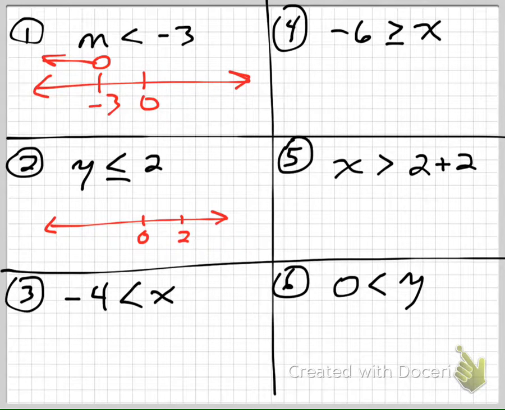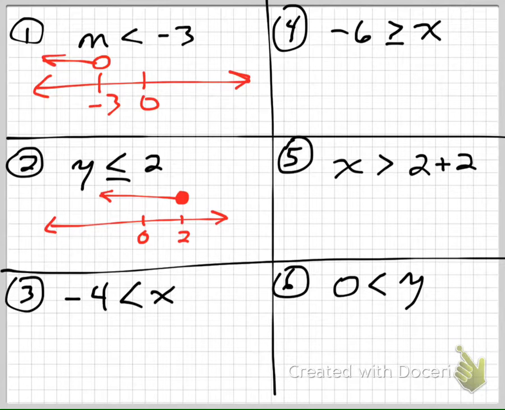Less than is left. Open circle to the left? No. Is that right? No. Why not? Because it's "or equal to." That means that 2 is a solution. It's included in the solutions, right? That closed circle shows that 2 actually is a solution.